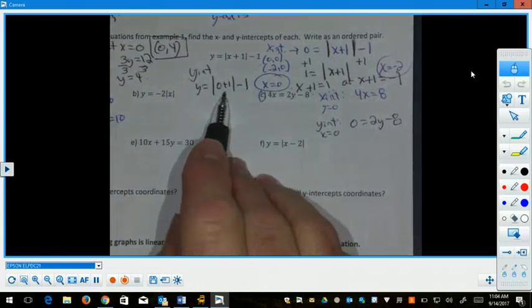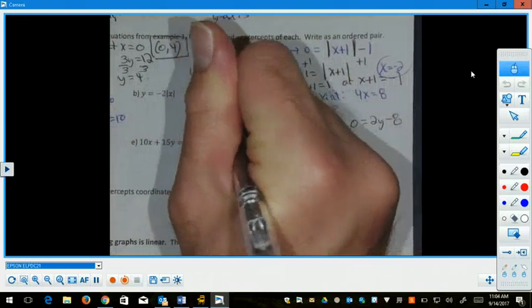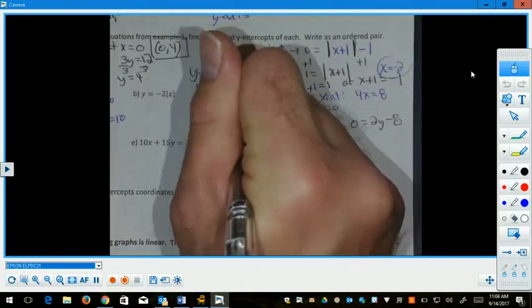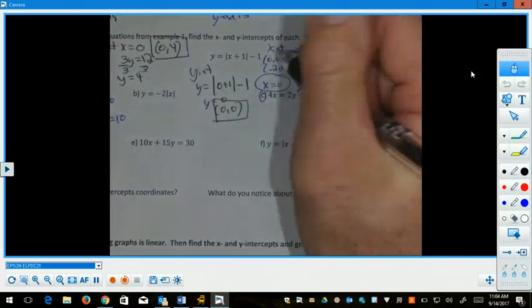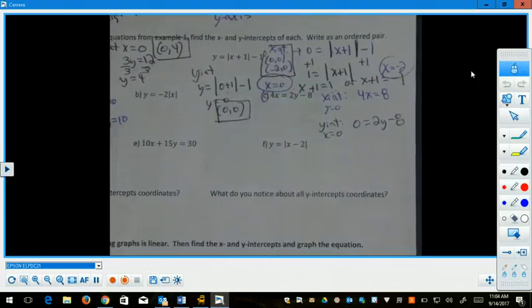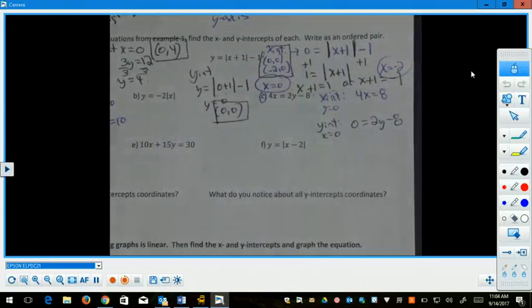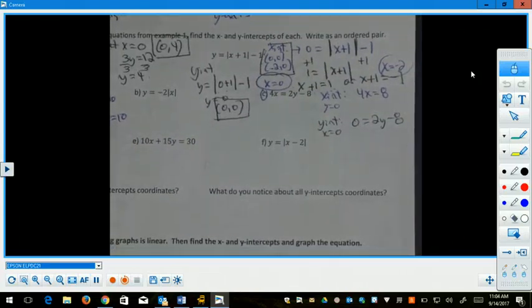Well, the absolute value of 1 is 1, minus 1 is 0. So this is also (0, 0). When one of your intercepts is (0, 0), like your x or your y, then the other one will be too. But for this particular case, there's another x-intercept, so we have to find them both.